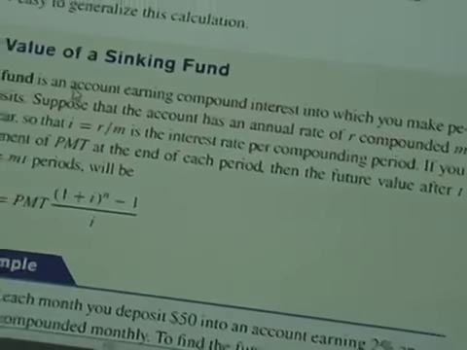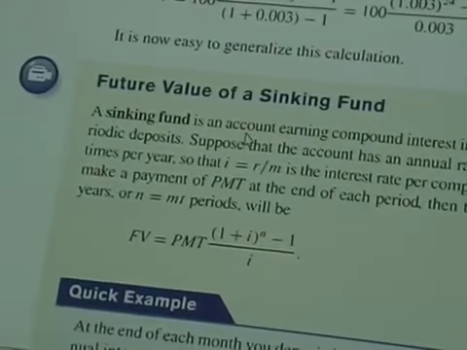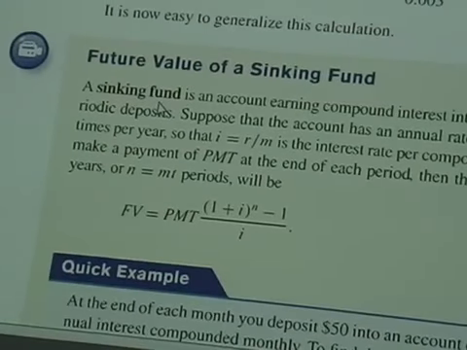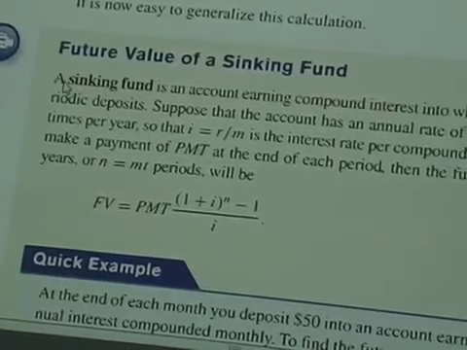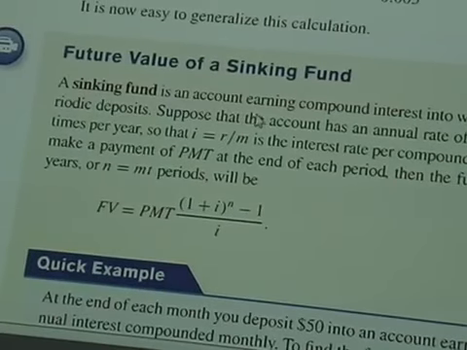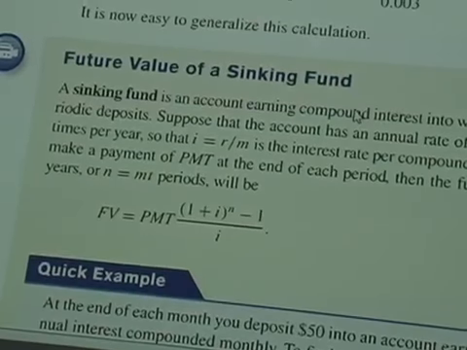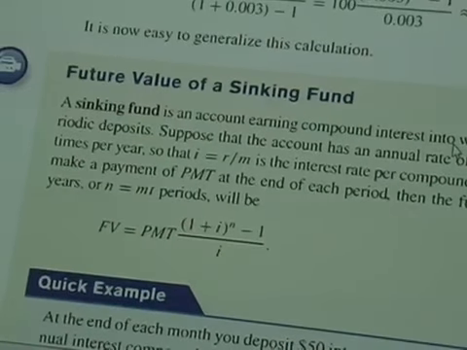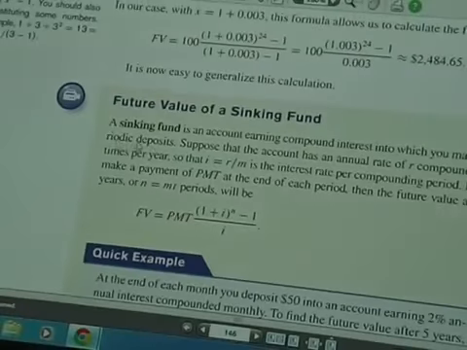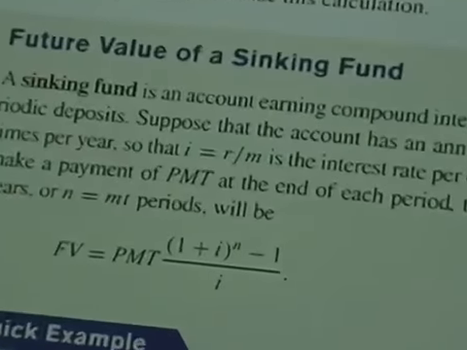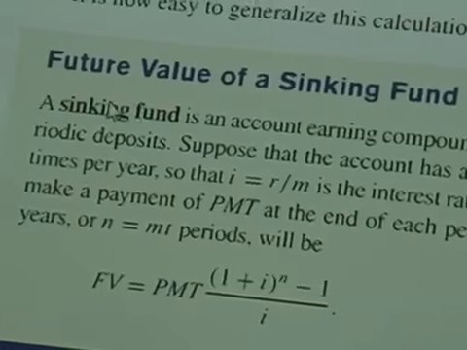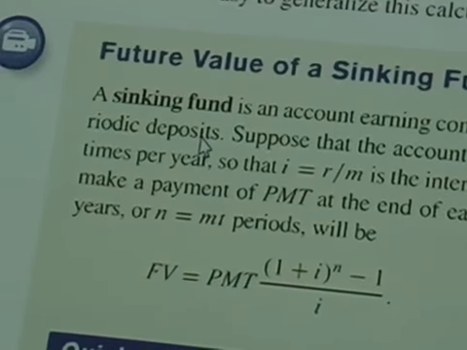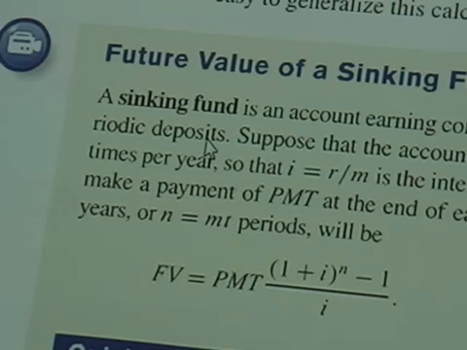A sinking fund is an account. Okay, I was wrong. It doesn't have to be the same amount every time. But a sinking fund is an account earning compound interest into which you make, what's that say? From here to here. Into which you make what? Periodic deposits. Periodic means the periods are fixed. So every month or every 6 months, but it has to be the same time every month.